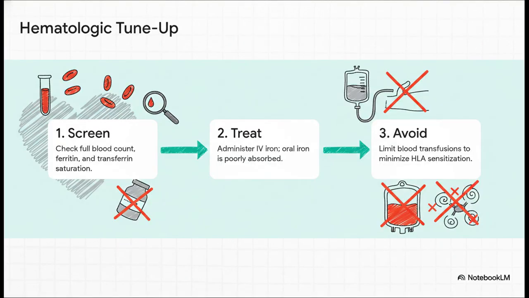So because of that, our approach has to be proactive. We screen regularly with a full blood count, ferritin, and transferrin saturation. When we find iron deficiency, the treatment of choice is intravenous iron. It's just so much more effective than oral iron, which is notoriously poorly absorbed in these congested patients. And this is really important. We do everything we can to avoid blood transfusions. Remember, transfusions are a primary source of HLA sensitization, which, as we just discussed, can make finding a compatible donor much, much harder. Giving IV iron is a far safer and more targeted strategy to get the patient ready.